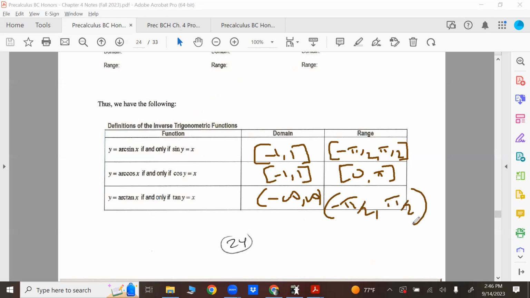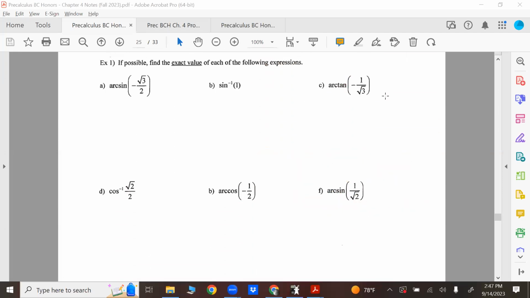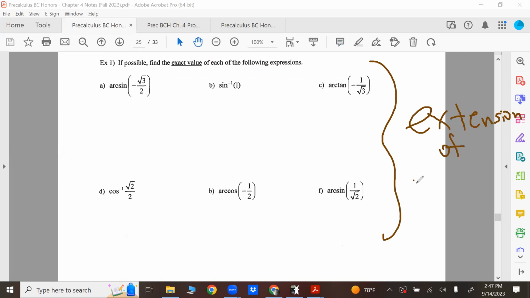Okay, so there we go. Let's move on to the next page. So this is all unit circle stuff, right? All just an extension of the unit circle.